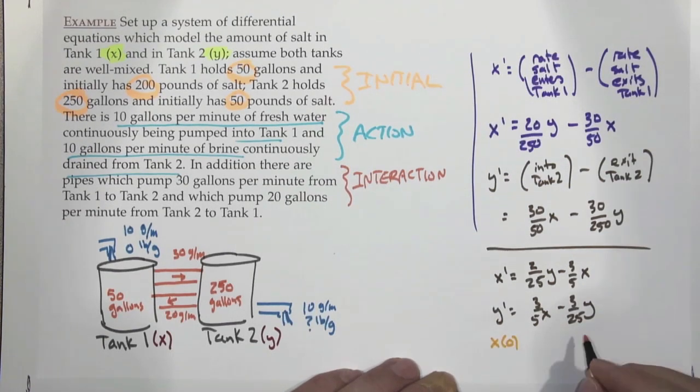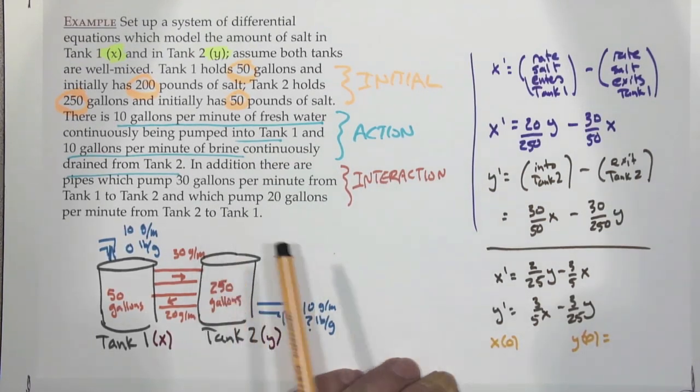So what is x of 0? What is y of 0? How much is there initially in tank 1?